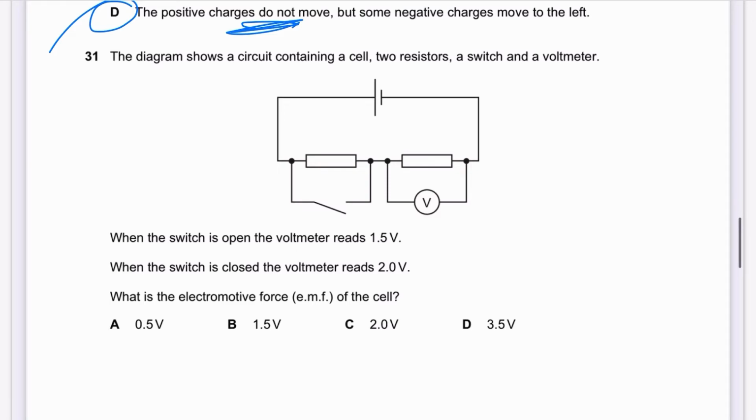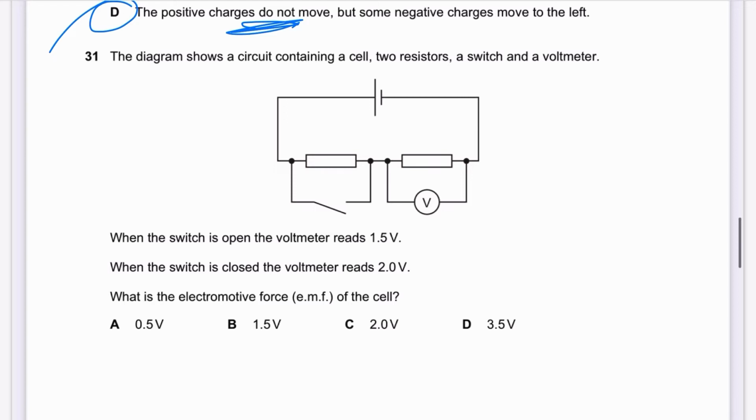Question 31. The diagram shows a circuit containing a cell, 2 resistors, a switch, and a voltmeter. When the switch is open, the voltmeter reads 1.5 volts. When the switch is closed, the voltmeter reads 2 volts. What is the EMF of the cell? Now, I think the proper voltage of the EMF is obviously denoted when the switch is closed, because then both the resistors are taking the voltage and we can figure out what the total voltage, or the EMF, of the cell is.